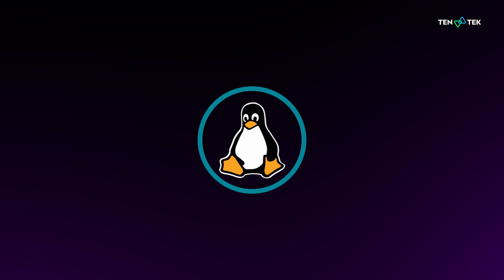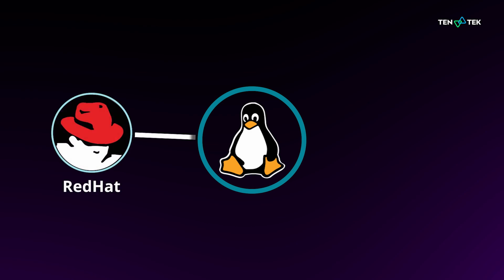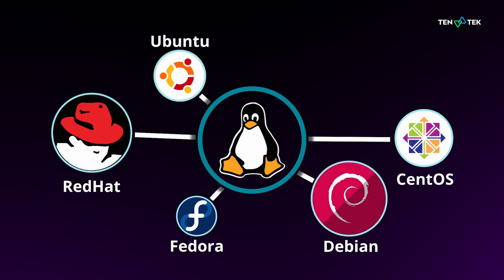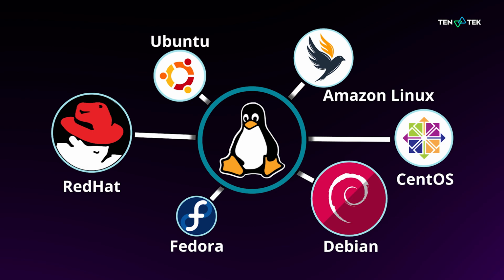There are different distributions of Linux. The most known are Red Hat, CentOS, Ubuntu, Fedora, Debian, and Amazon Linux. In this course, we'll be working with Amazon's distribution.